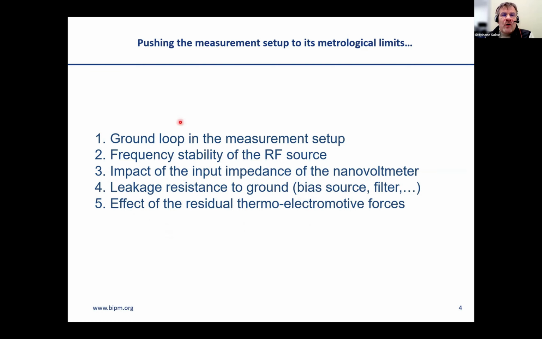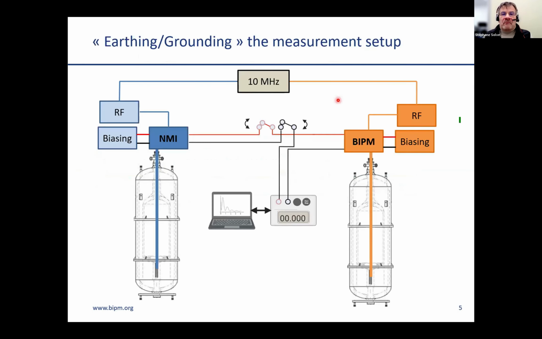All these types of systematic error and sources of noise are a kind of review that we must go through in order to really push the measurement setup to its metrological limits. The measurement setup for comparing two primary standards is quite simple.